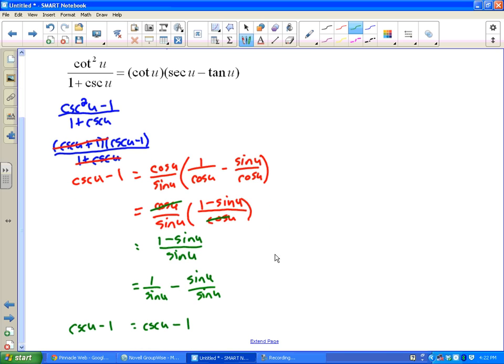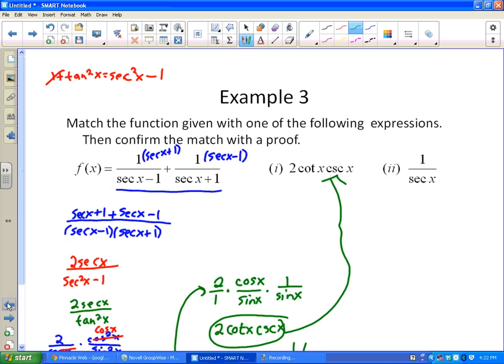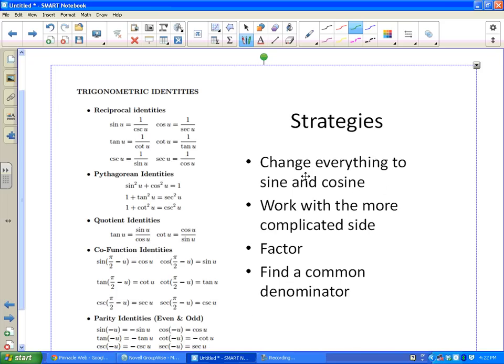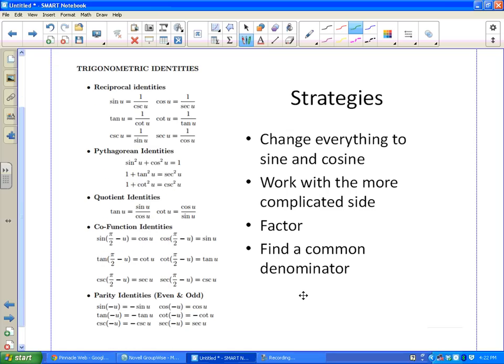But you have to remember the general strategies that I put up at the beginning. If you don't know what else to do, change everything to sine and cosine. Work with the more complicated side. If there's a place you can factor, do it. If you can, find a common denominator. And sometimes it's helpful to multiply by the conjugate to try to get a difference of squares. Just keep plugging away, and obviously ask for help when you need it, and you will soon be trigonometric identity proving masters.